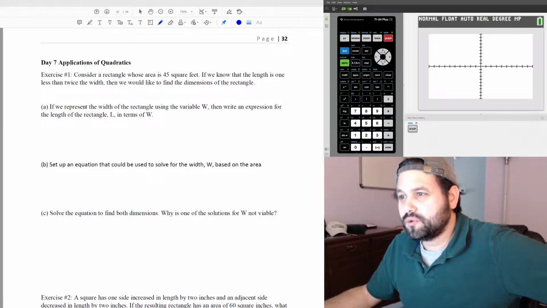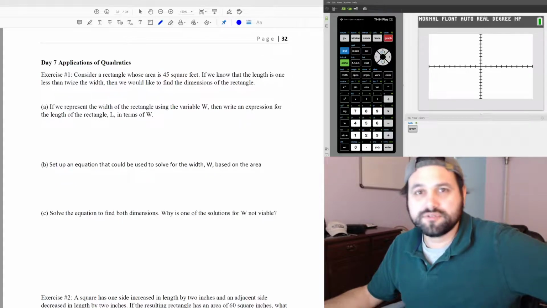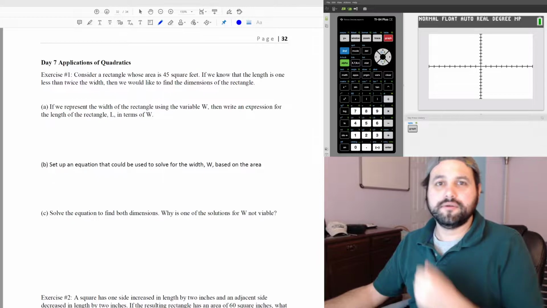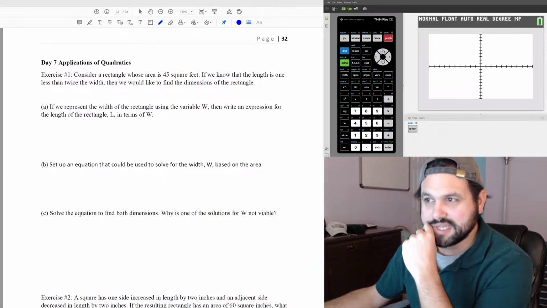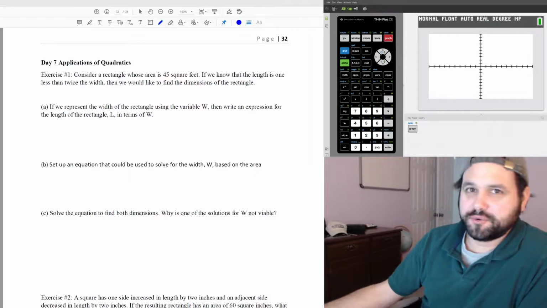So we're going to be doing a bunch of word problems now, and we're going to see how we can use what we've learned in the quadratic functions unit so far to figure out these word problems that have some nice little tricky words to them.